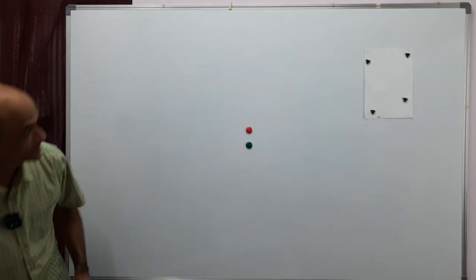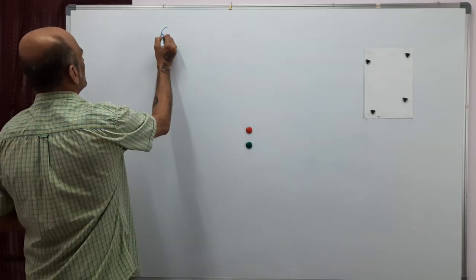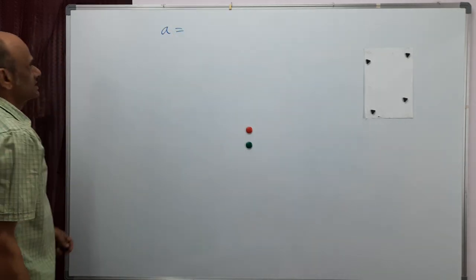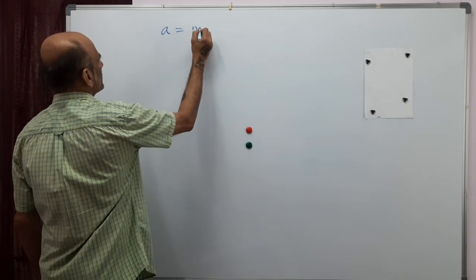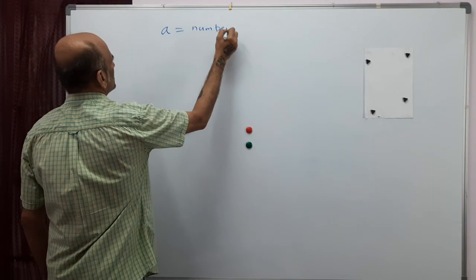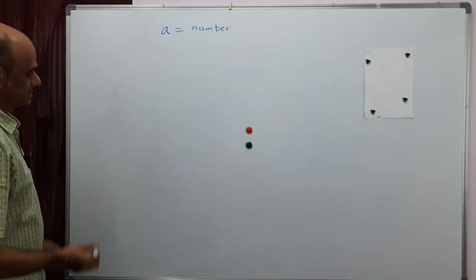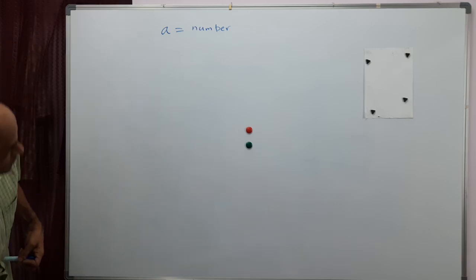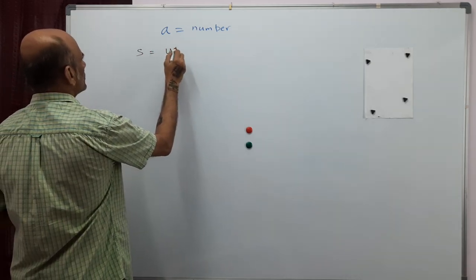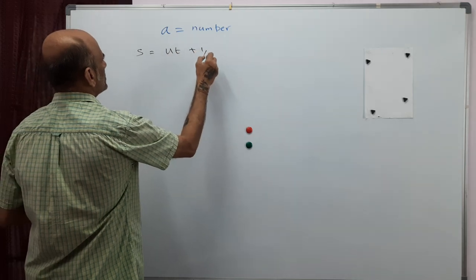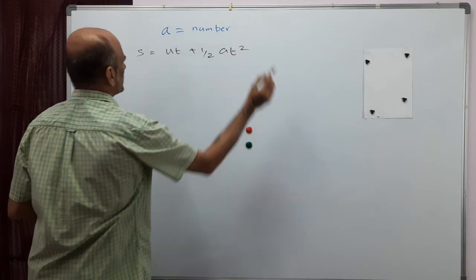When acceleration is uniform and constant, that is, it is not changing with space and also with time, then it will be a number. In this case, the equation of motion s equal to ut plus half a t square is valid.